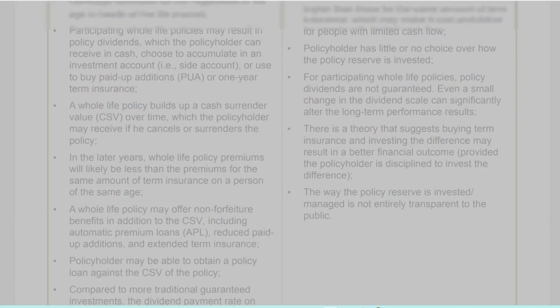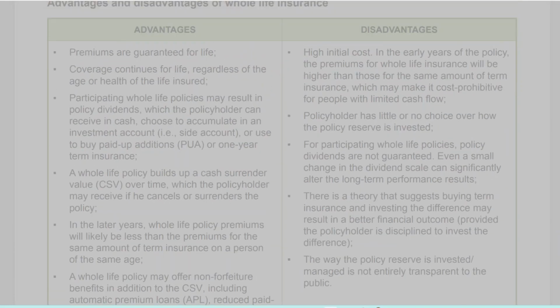Disadvantages. High initial cost. In the early years of the policy, the premiums for whole life insurance will be higher than those for the same amount of term insurance, which may make it cost prohibitive for people with limited cash flow. The policyholder has little or no choice over how the policy reserve is invested. For participating whole life policies, policy dividends are not guaranteed. Even a small change in the dividend scale can significantly alter the long-term performance results.